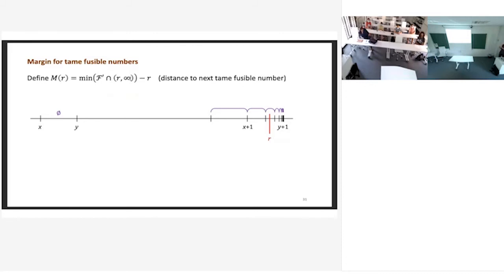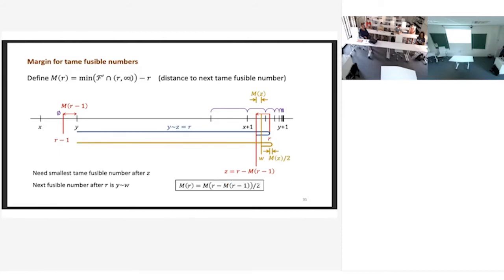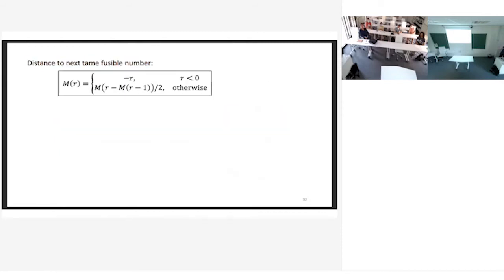What will you do? According to the definition of tame fusible numbers, you have to do the following. You have to go distance 1 left, look at the next tame fusible number, y, measure that distance, then go left that distance from R, and okay, I'm going to skip the details, and basically what you get is this. So now we know what this algorithm does. It gives the distance to the next tame fusible number.